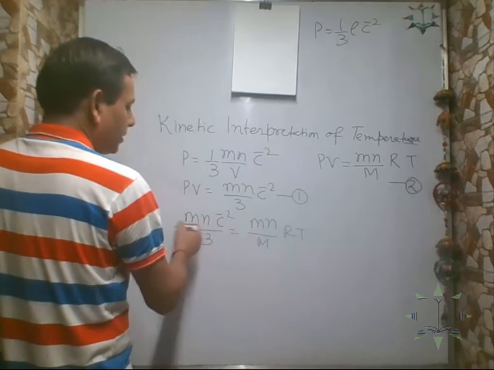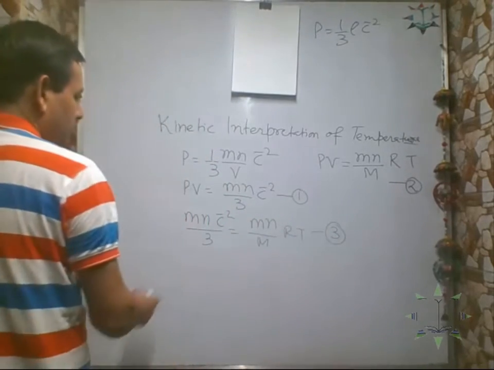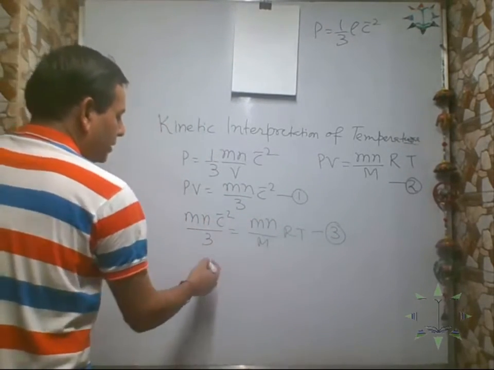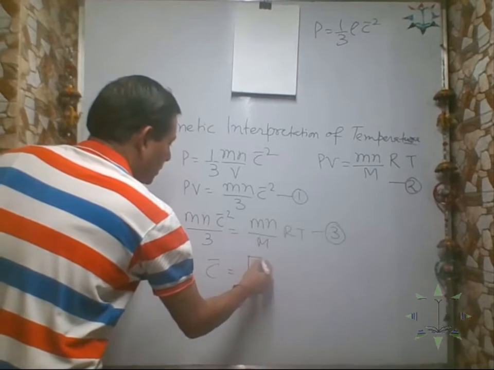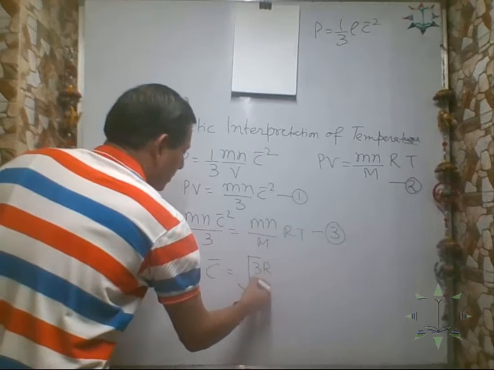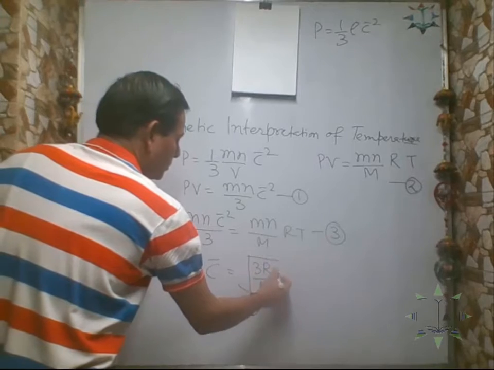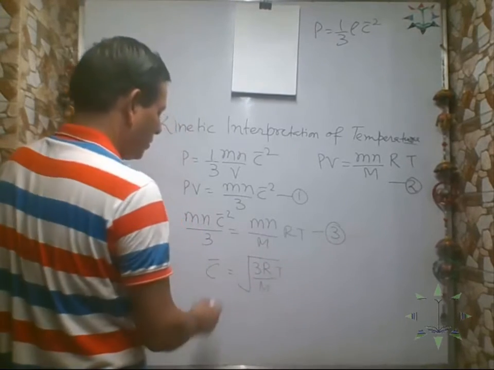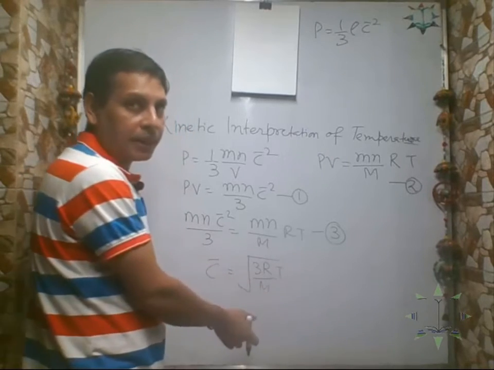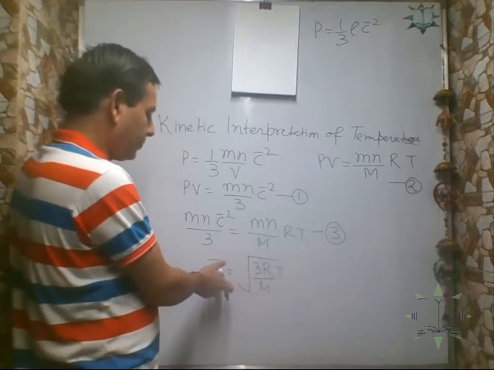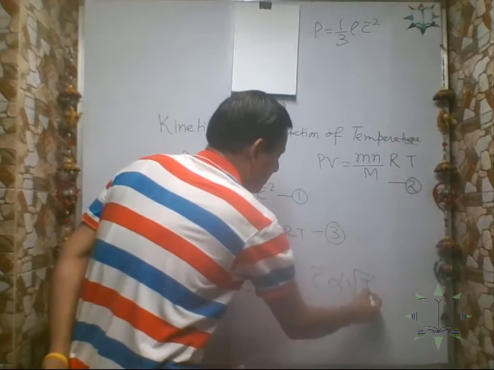We can write Mn cancels out. Let us represent this as equation number 3. So in this equation, if Mn cancels out, then C bar is how much? C bar equal to root over 3R by M into T, where R is the universal gas constant and M is the molecular weight of the gas. So for a definite gas, C bar is proportional to square root of temperature.